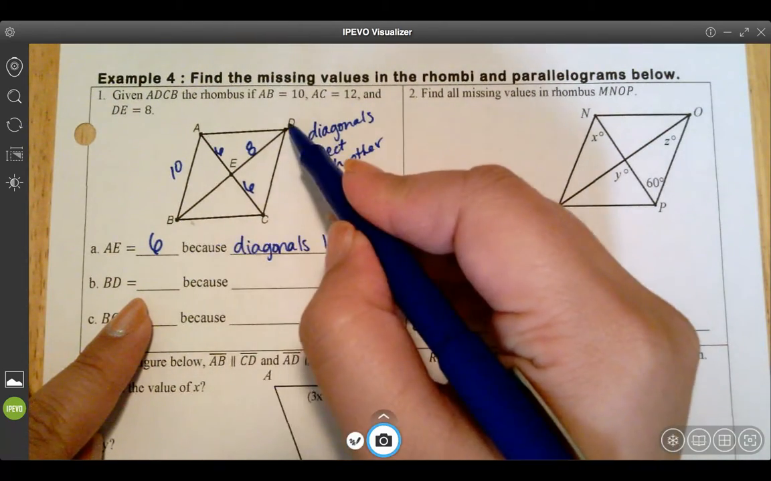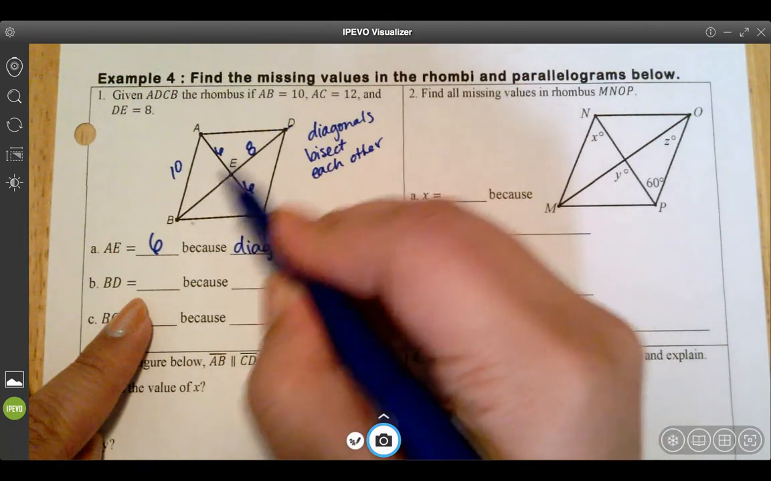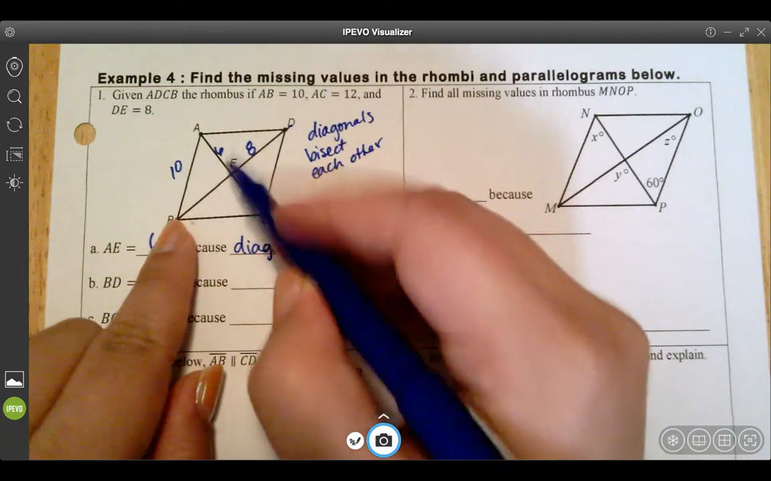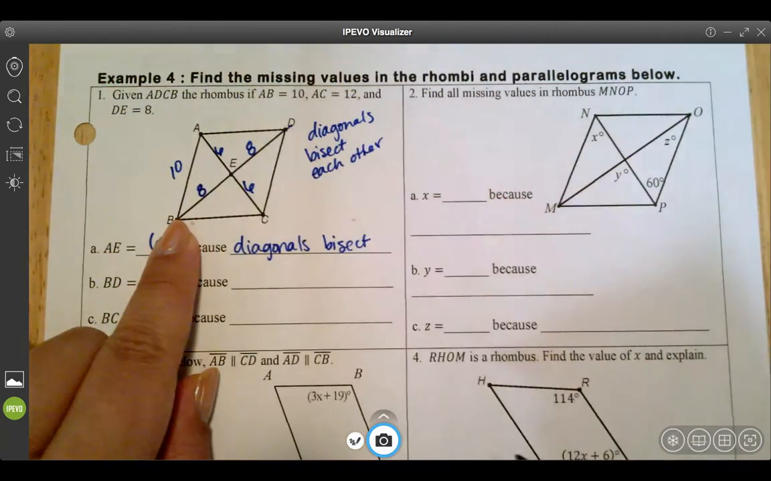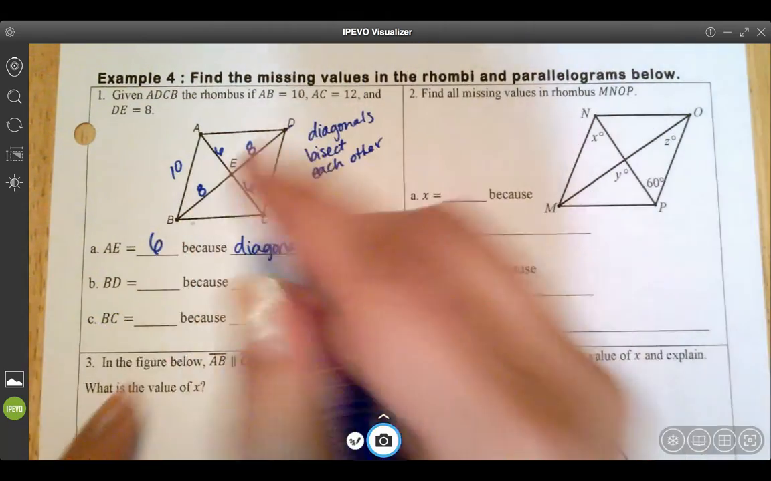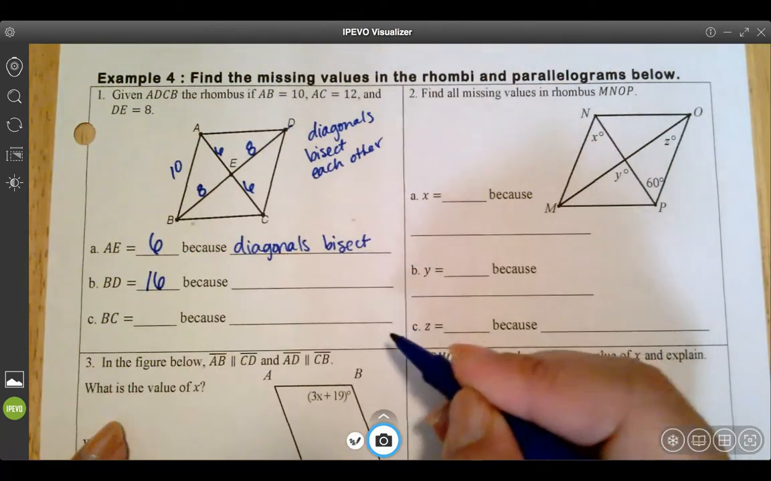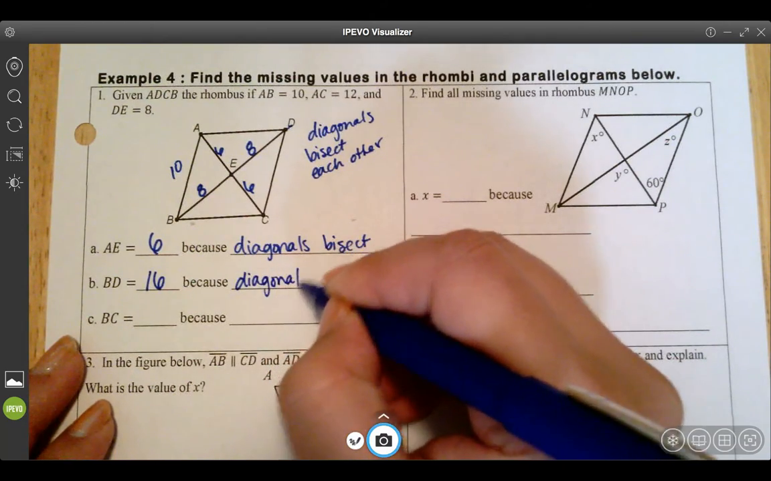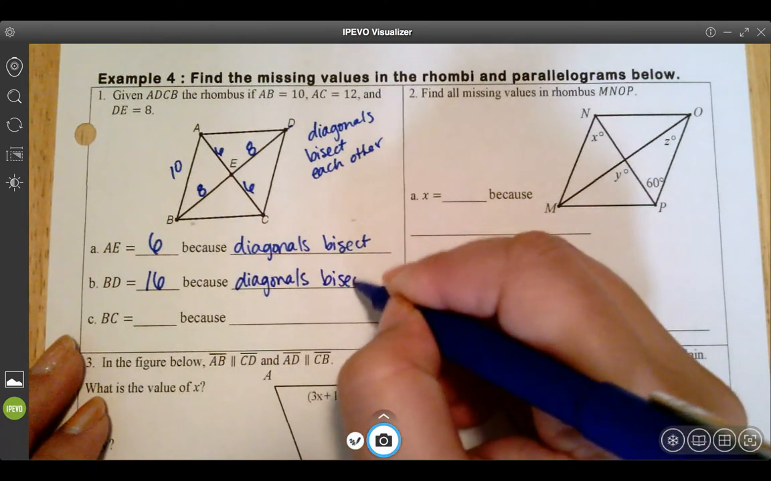BD, that's the whole way across, well, same reason. If the diagonals bisect each other, then each of these is half of the diagonal. So BE also has to be 8, which means that BD all the way across is 8 plus 8, which is 16. And again, we can say this is because diagonals bisect.